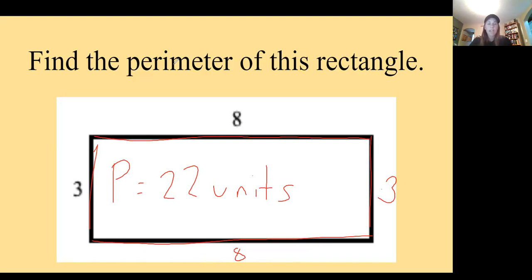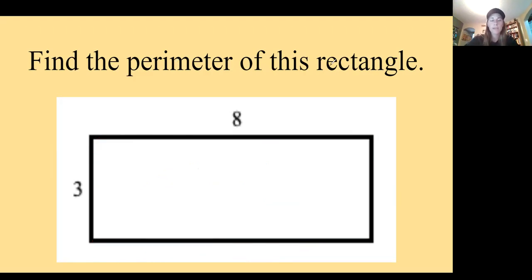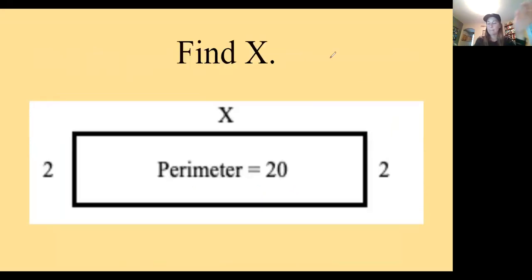Okay, 8 plus 3 plus 8 plus 3. You could do 8 plus 8 plus 3 plus 3. It doesn't matter what order you do it in. You can add them up in whatever order you want, but you will end up with 22 units if you add correctly. So the perimeter of that rectangle is 22 units.